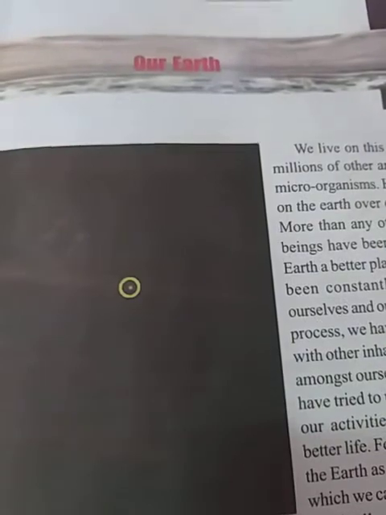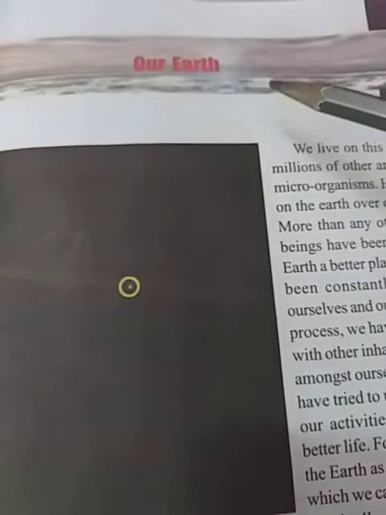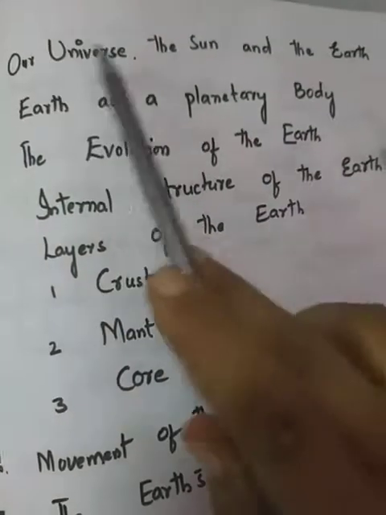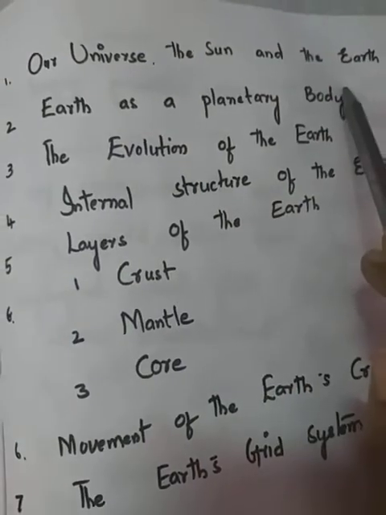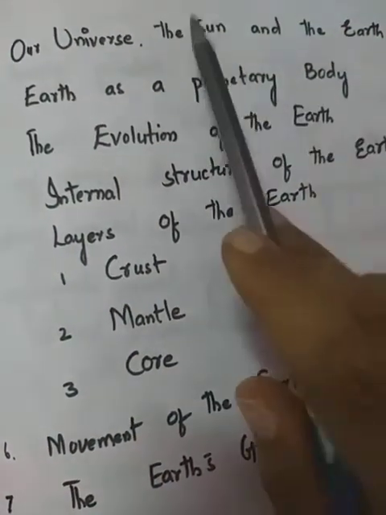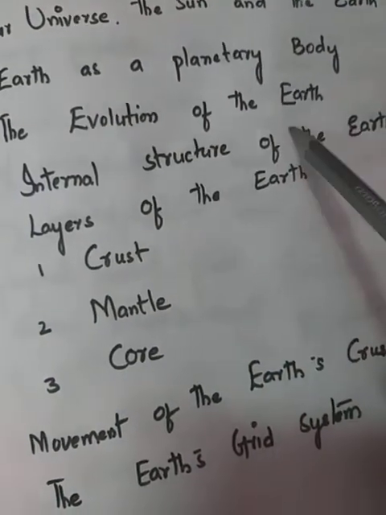Yesterday we had started our first chapter, that was our Earth. Today also we are going to continue the same chapter. Yesterday we finished some topics like our universe, the sun and the Earth, and the second topic, Earth as a planetary body. Next, today we will discuss the evolution of the Earth. Let's see.